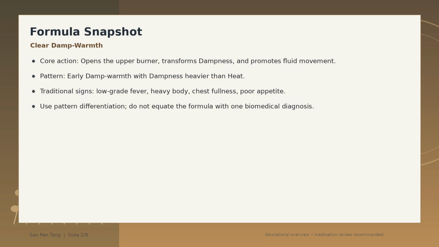The traditional target pattern is early damp warmth with dampness heavier than heat. Typical clues include low-grade fever, heavy body, chest fullness, poor appetite, greasy coat, soft pulse. These findings are not all required, and the same biomedical diagnosis can present with different Chinese medicine patterns.